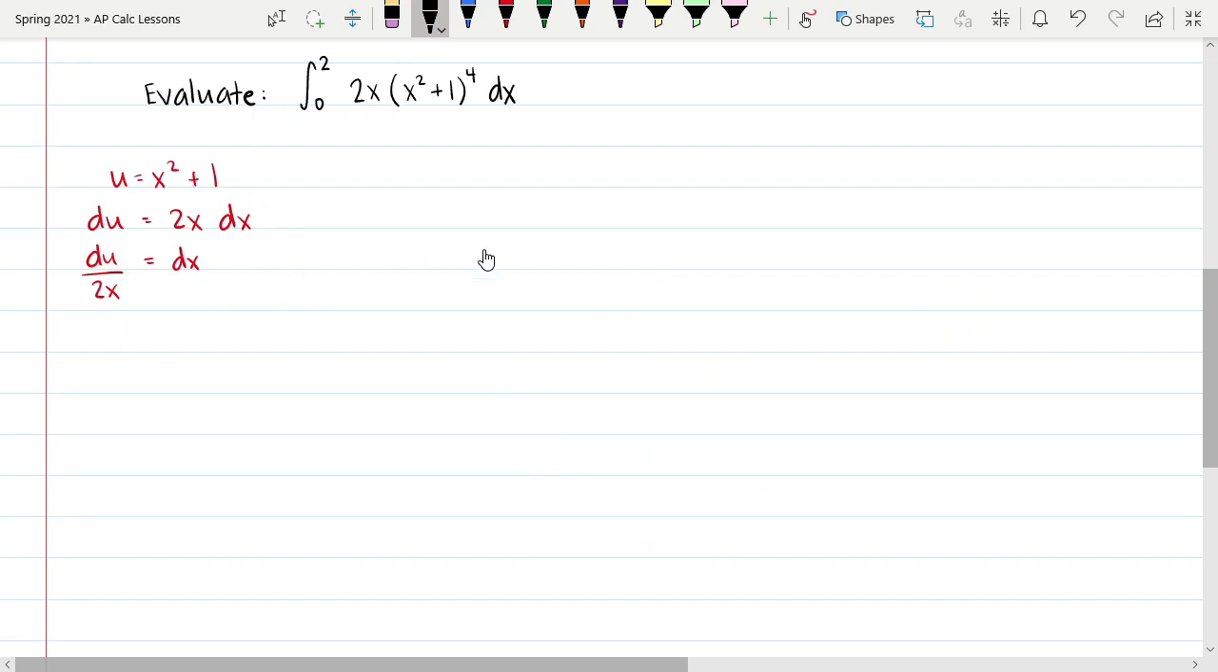Okay, so we're still starting the same way. We're still going to identify that our u is x squared plus 1, our du is 2x dx, and that makes our dx du over 2x. So again, that means over here we're going to still have the 2x, this is now u to the fourth, and this is du over 2x. But like I said, the other thing that we're going to do then is change our limits so that our limits are also values of u.